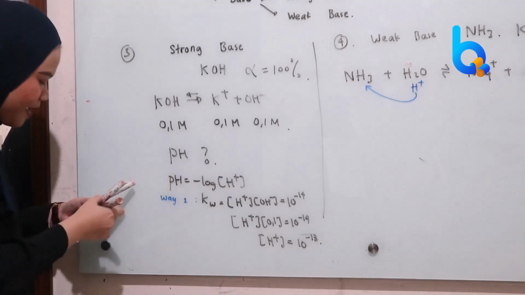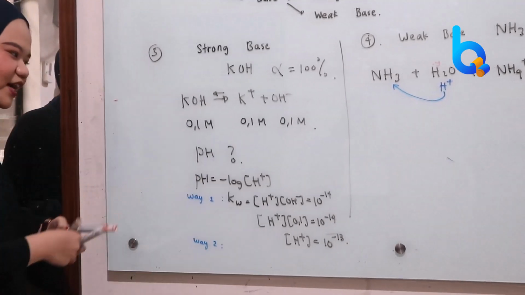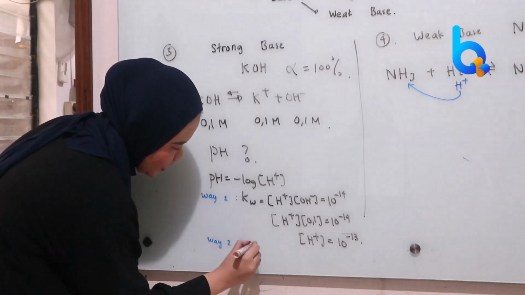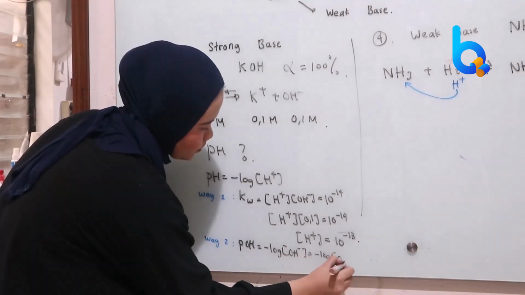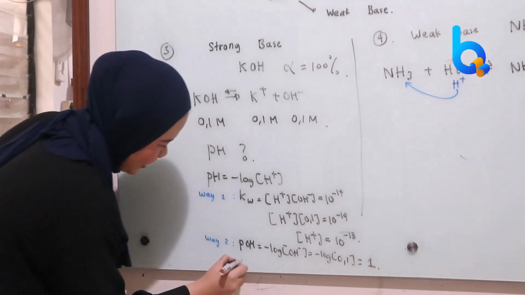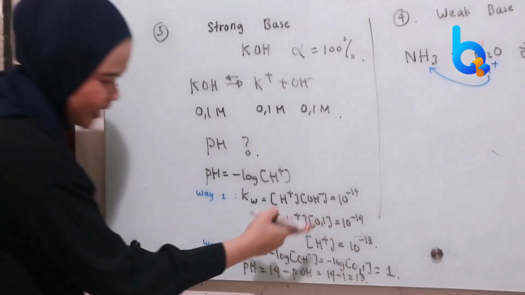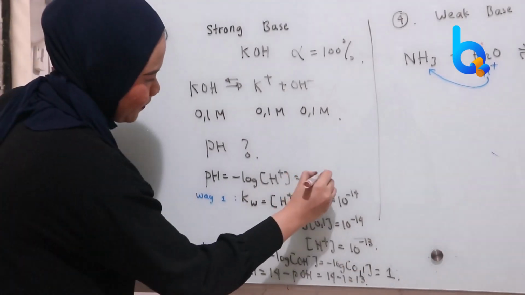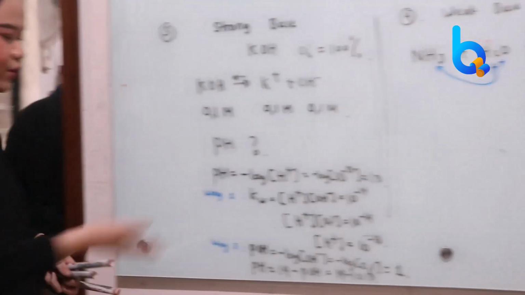It's really easy. But we have another way. Way two is, how about we calculate pOH? So pOH is minus log OH minus, so equal to minus log, equal to 1, and then pH is 14 minus pOH. 14 minus 1 is equal to 13. It's actually the same. If we put this, it's also the same. It's similar. So it's up to you, whether you want to do way 1 or way 2.